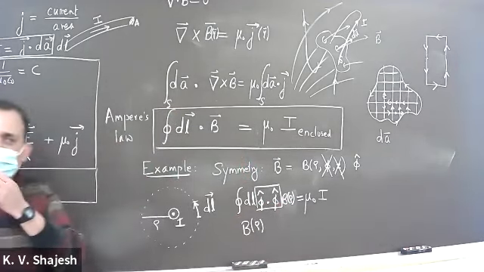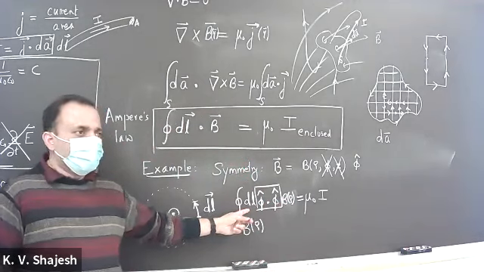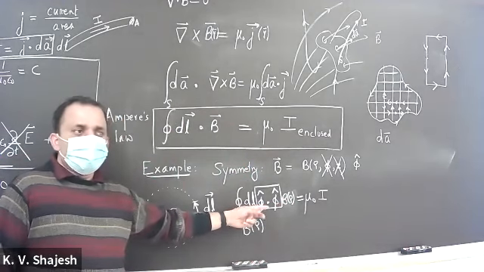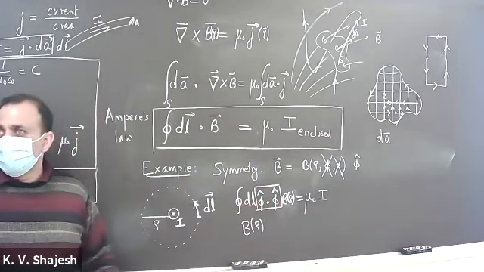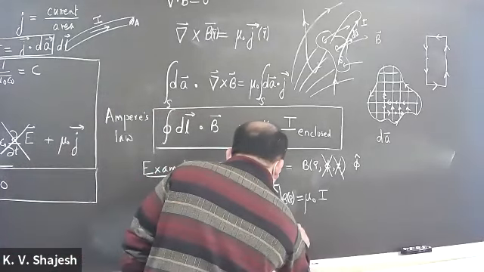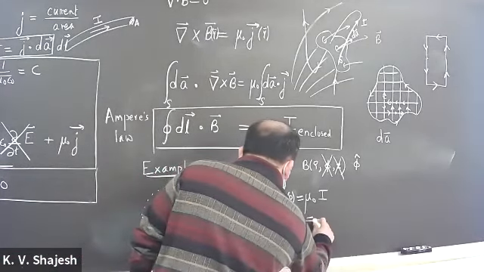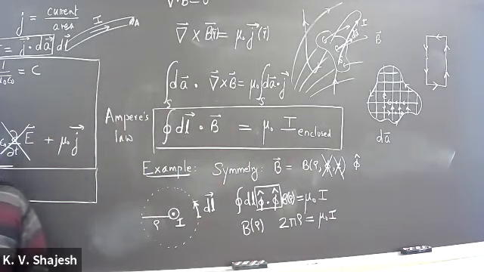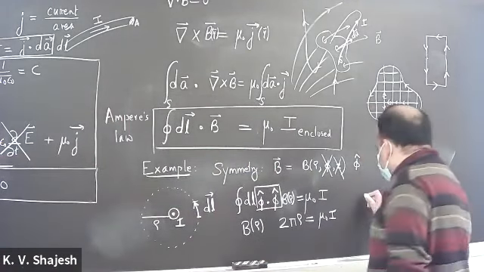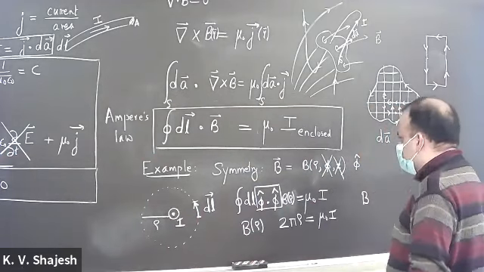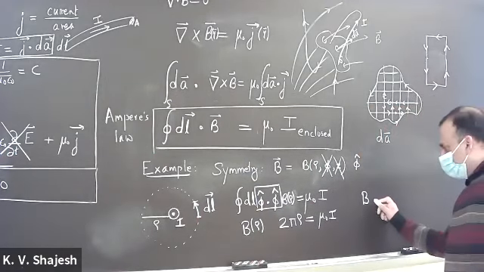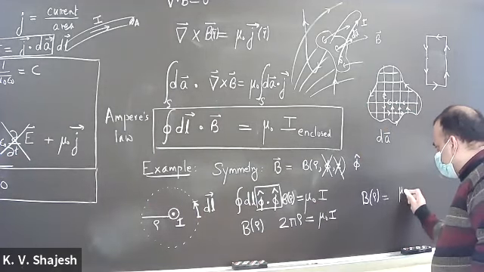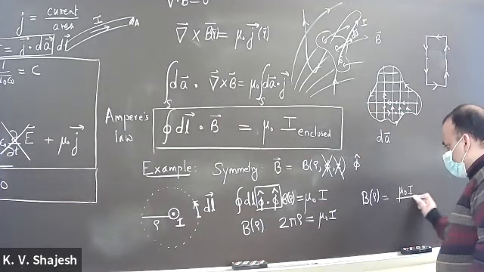What is remaining is the line integral of dl for a circle, which is the magnitude of that, no more vector, which will just be the circumference of the circle. So 2 pi times rho. So B times 2 pi rho is equal to mu naught times I. And that immediately gives the magnetic field for a current carrying wire. The direction is circular, we already said. B of rho, we know, is equal to mu naught I over 2 pi rho.